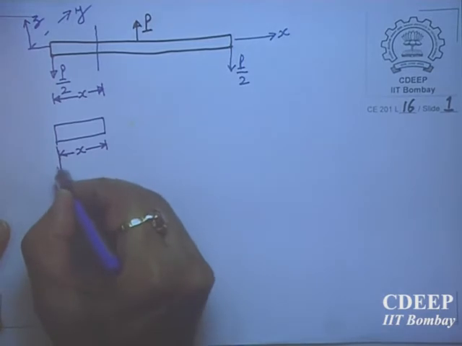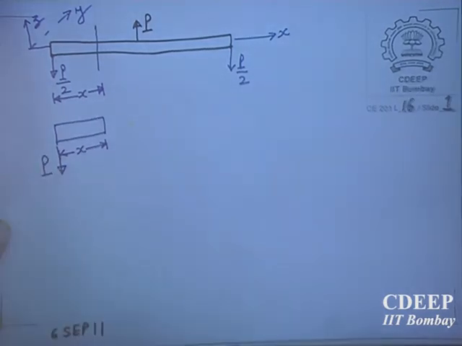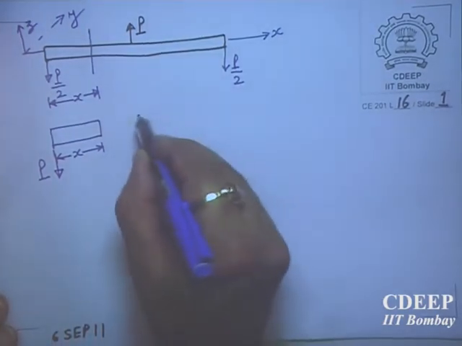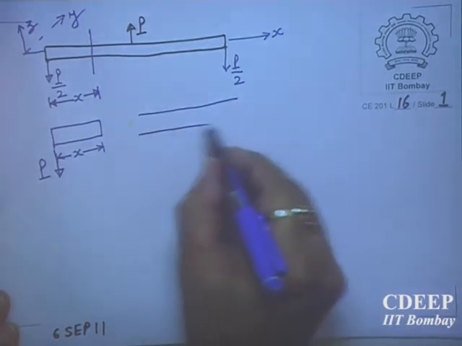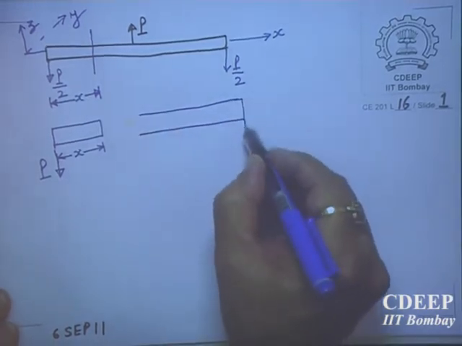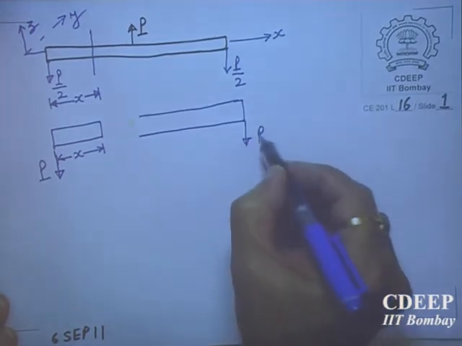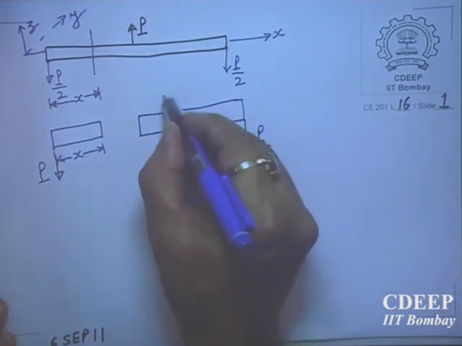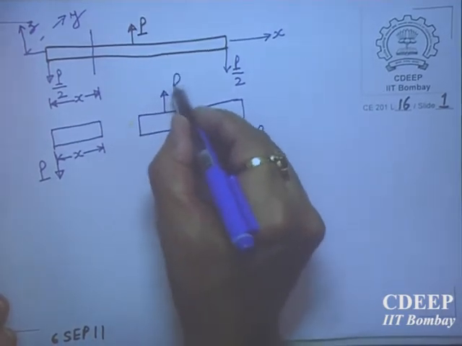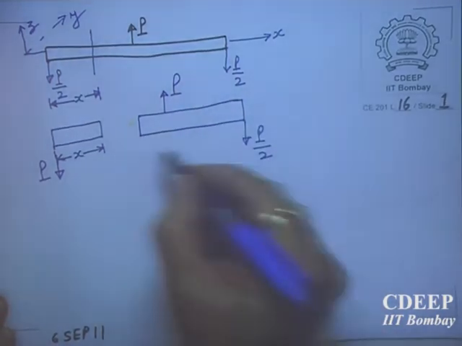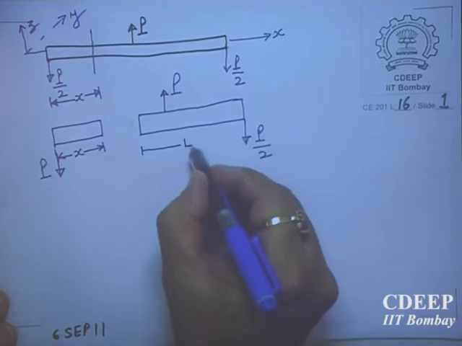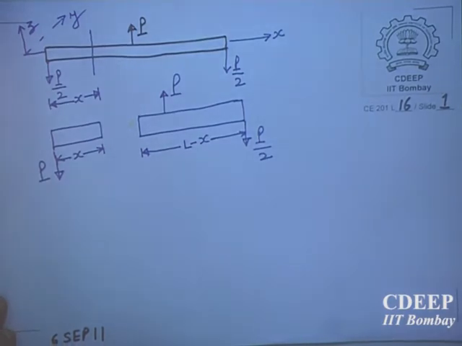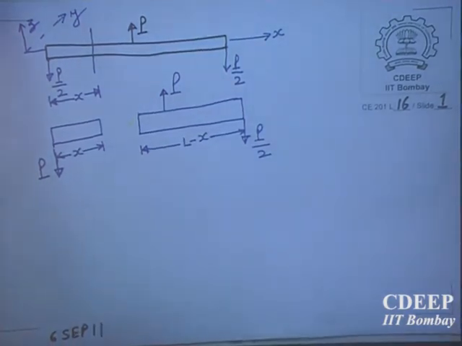So there is a reaction here, P by 2. In order to keep this in equilibrium, because this is the left part and this is the right part, I will slightly displace it so that I can show it. So here is the reaction, P by 2, this is the center point, P, and this distance is L minus x. We want to now understand what is the nature of forces on the cut section.